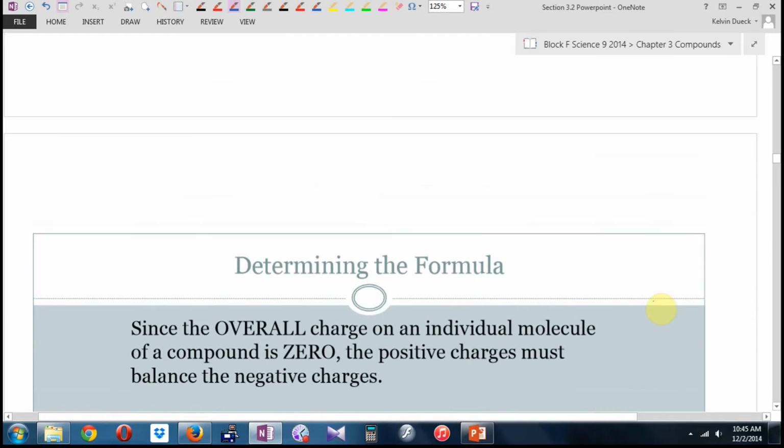So, determining the formula, here's what I wrote. Since the overall grand total charge on an individual molecule of a compound has to be 0, you can write out the word zero, or you can just write the number 0. Here's the key idea. The positive charges must balance the negative charges. This is what we're going to be spending a few days working on.